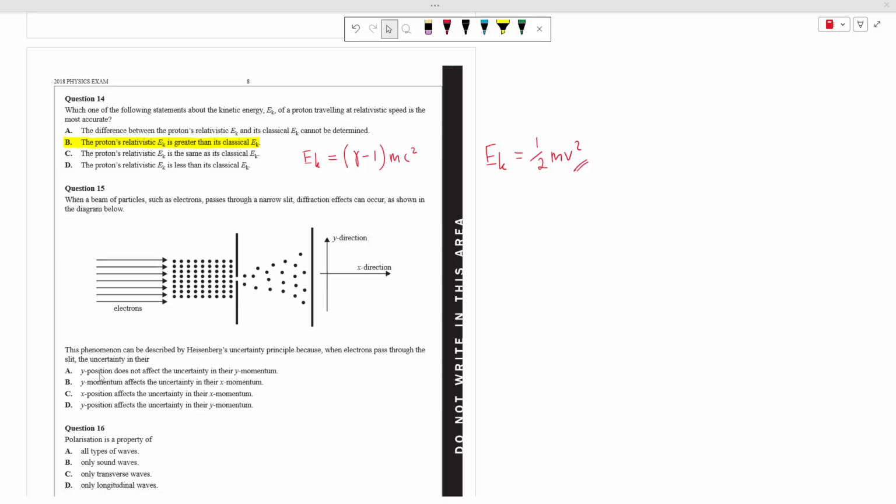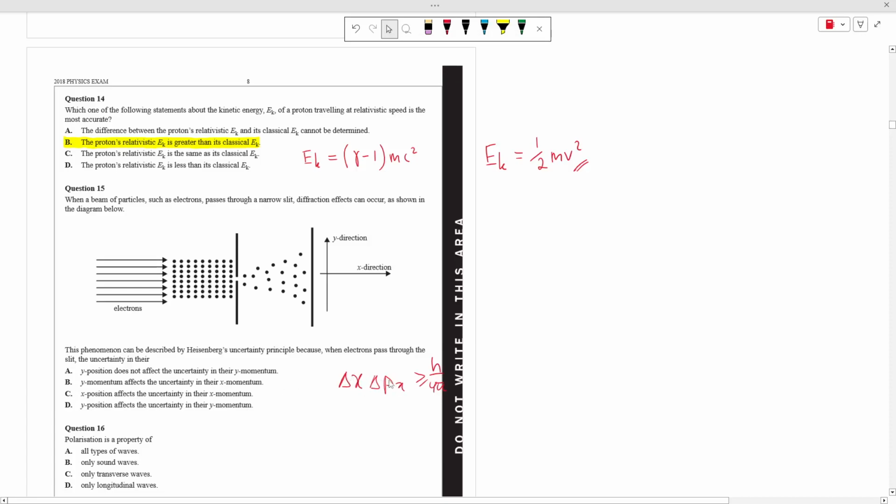Okay, so the uncertainty in their y position does not affect the uncertainty in their y momentum. Well, that's wrong because Heisenberg's uncertainty principle looks like this. Okay, don't worry about the x. You could interchange it with y if you need to. Assuming that you want this relationship to hold, eventually you'll reach a point where varying this needs to vary this as well. So the uncertainty in the y position would affect the uncertainty in their y momentum.